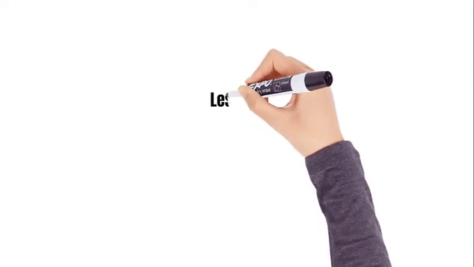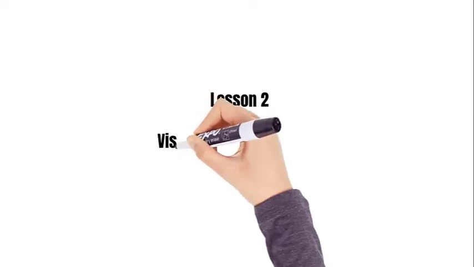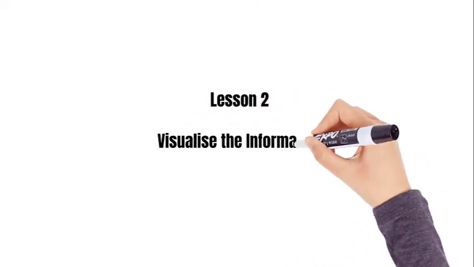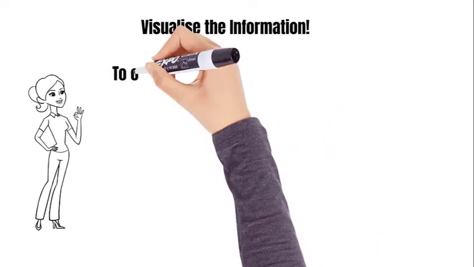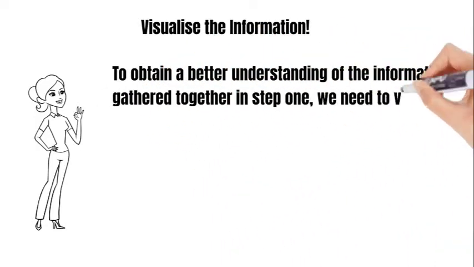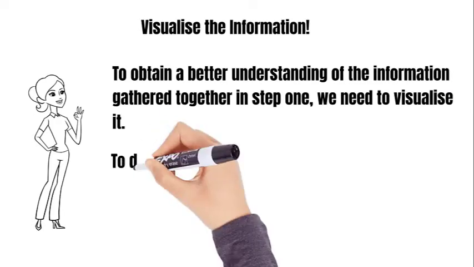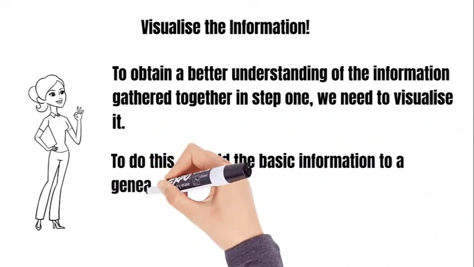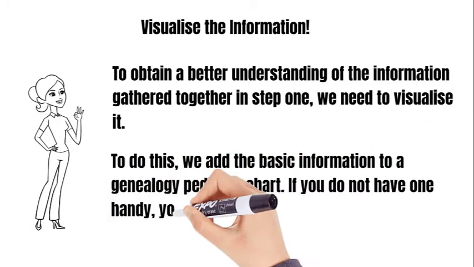So let's get started. Lesson 2. Visualize the information. To obtain a better understanding of the information gathered together in Step 1, we need to visualize it. To do this, we add the basic information to a genealogy pedigree chart.